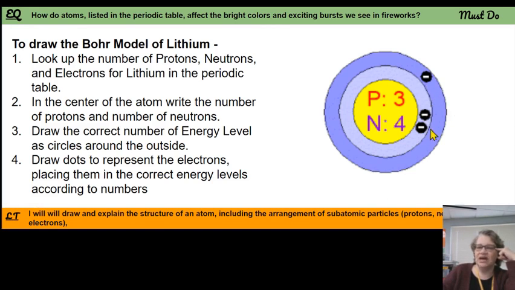Then when we draw the second energy level, right, you can have up to 8, but in this case, I'm only going to have 3 because all of my atoms are going to be neutrally charged, which means they're not going to have a charge, okay? So you should now be able to draw and explain the structure of the atom, including the arrangement of the subatomic particles like the protons, the neutrons, and the electrons. Okay?